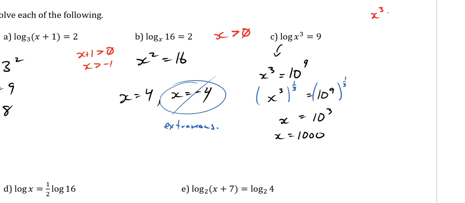Oh, forgot my restriction. Nobody reminded me. x cubed has to be greater than 0. Take the cube root of both sides: x is greater than 0. It's not relevant. The reason why I forgot is because it doesn't matter in this question. But again, that's not a good habit to be in. Okay?